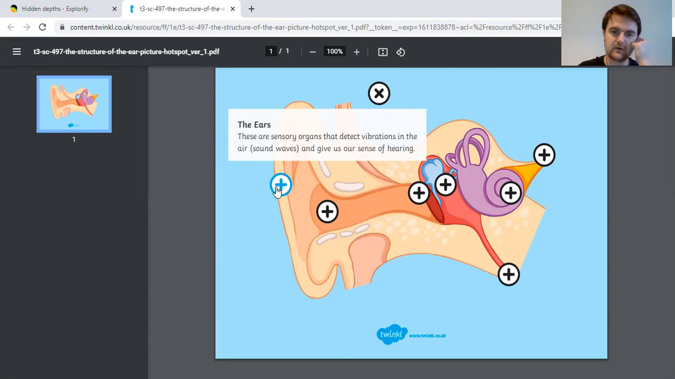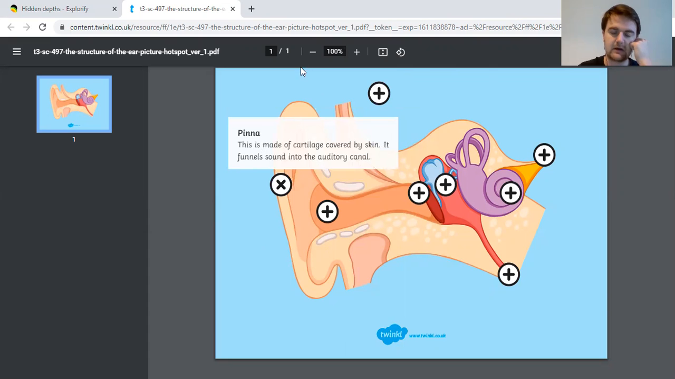Okay, so let's have a look over here to start with. So this bit over here, this is the bit you can see, is called the pinna or the outer ear. It's made of cartilage, which is something that's similar to bone. Your nose is also made of cartilage. It's slightly different to bone. It's a bit weaker and it has a slightly different structure. And it's covered by skin. It funnels sound into the auditory canal.